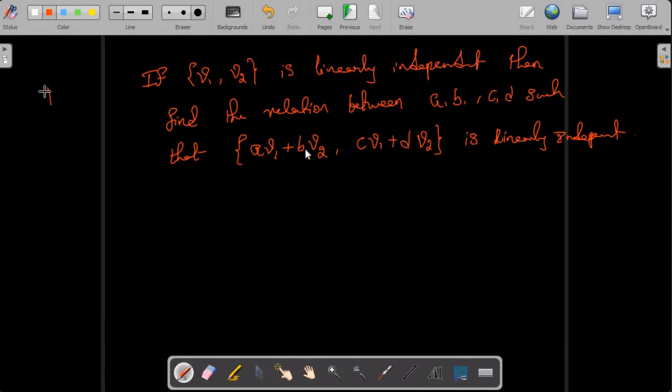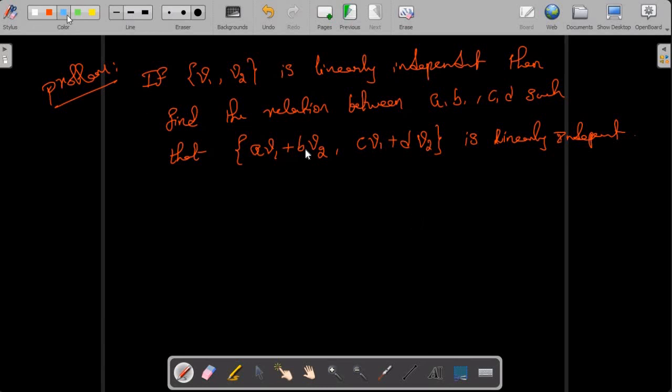Did you understand the problem? If this set is linearly independent, I'd like to see when the linear combinations of these V1s are going to be linearly independent. It's like the first element here is a linear combination of V1, V2. The second element is also a linear combination of V1, V2. Now, when can it be linearly independent? What is the condition on A, B, C, D?